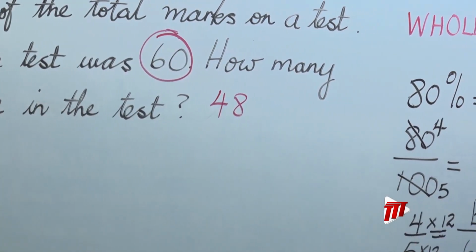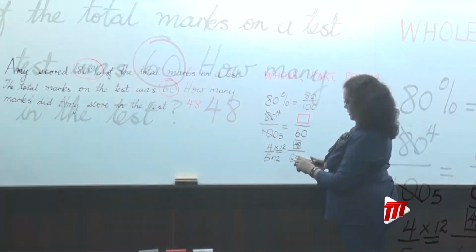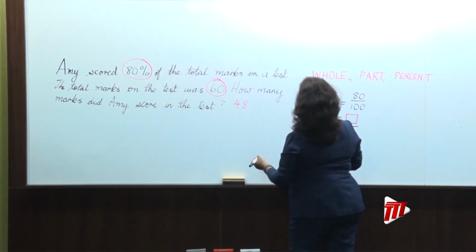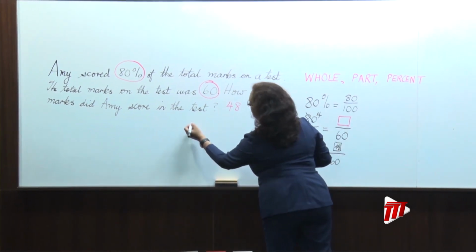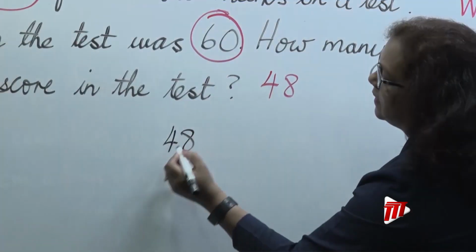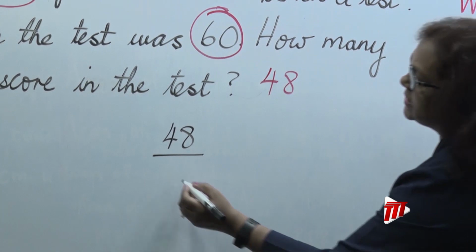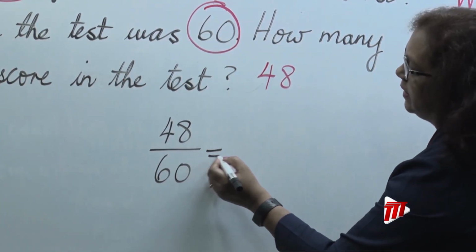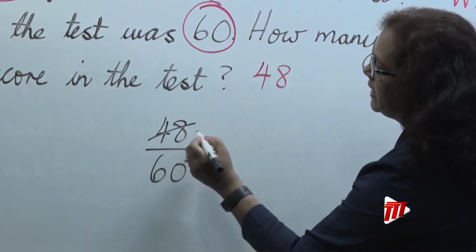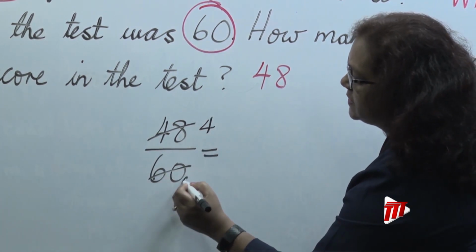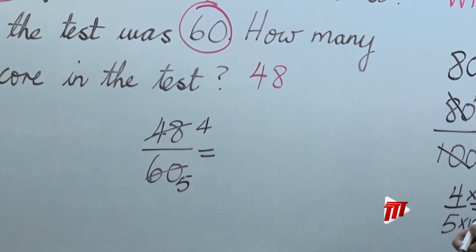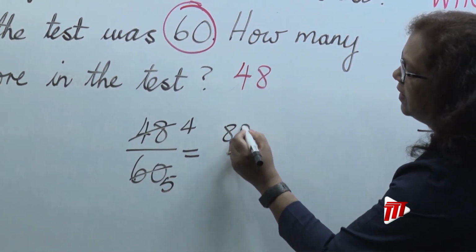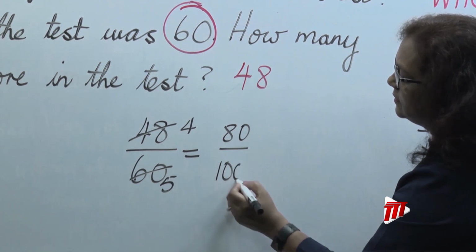And if I want to check my answer, I can do that. I'm going to represent the part, which is the number of marks, over the whole, which is 60. And if I reduce it, I'm going to get 4/5. And 4/5 is the same as 80 over 100.